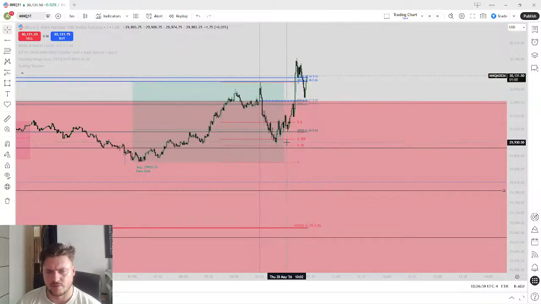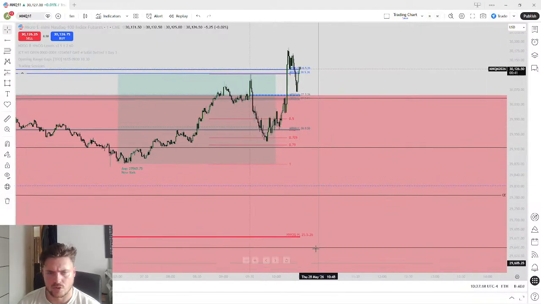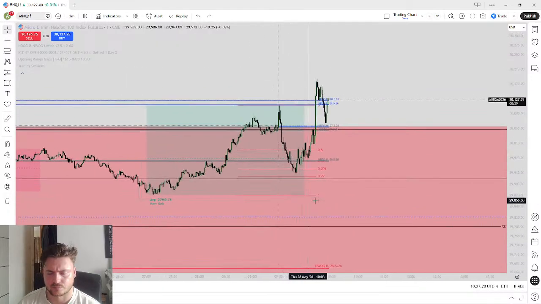So I was looking for key PD arrays to form after we trade down. I was waiting to see if we could potentially take out and do a liquidity sweep and then run higher and get close to midnight, but we couldn't. So what happened was we trade down.